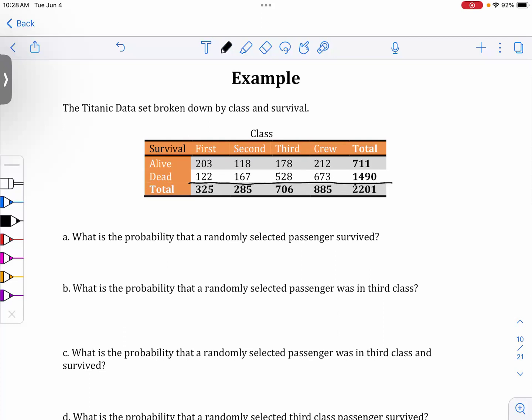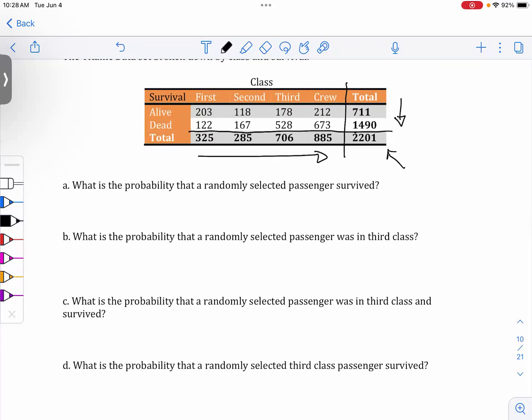Now, good news for us, I've already done that. I summed all the values up. You sum across the rows, getting that 711, that 1490. Then you sum across each column. And overall, those 2 values create what is known as the overall total, that 2201. These 2 numbers sum to that, and those 4 numbers sum to it, and they should be the same number, so it's a way to check yourself to make sure that you added that correctly.